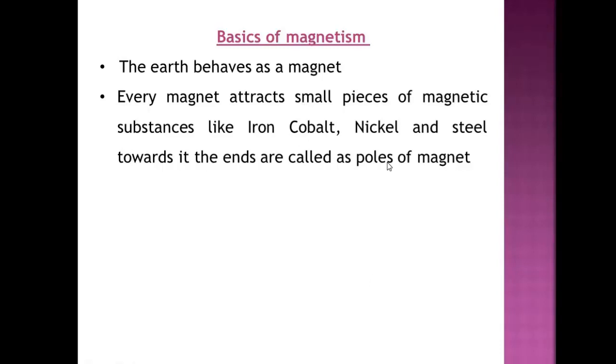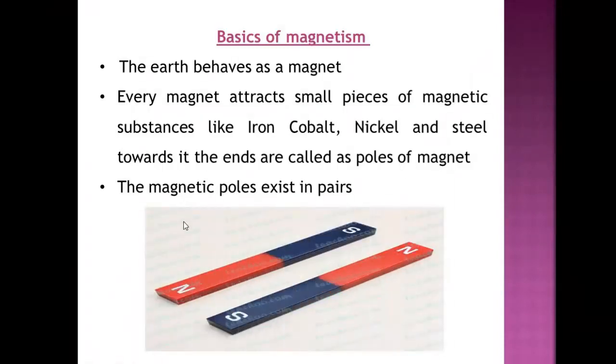The magnet has ends, right? The ends of a magnet are called the poles of a magnet. Poles means ends of the magnet. The magnetic poles will always exist in pairs. Pairs means two, so magnetic poles won't exist singly. Magnetic monopoles don't exist. It has a north pole and a south pole, so it will always exist as north and south together only. Only a north pole or only a south pole won't be there.